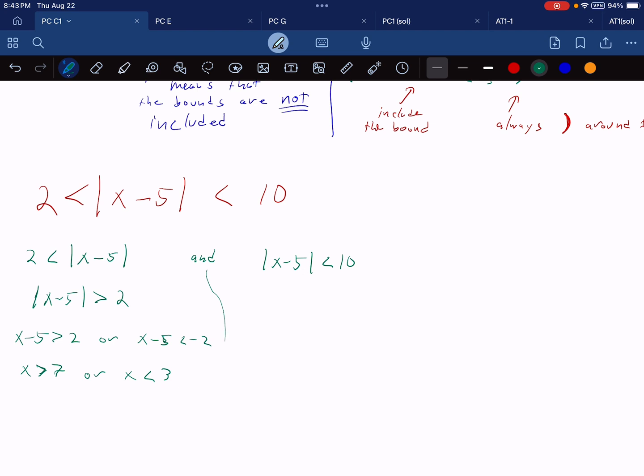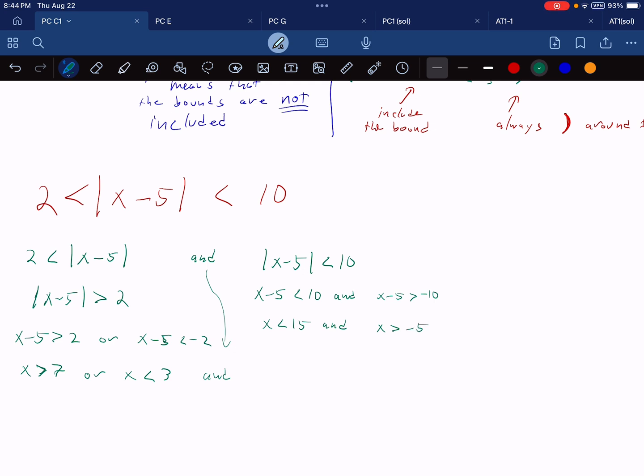Now, this is all an "and," so we'll just write "and" down here. This is a less than, so now we have to say, well, x minus 5 is less than 10, and, right, so it's less than, so and, x minus 5 is greater than -10. So we've got those two. Solving this, adding 5, x is less than 15, and x is greater than -5.